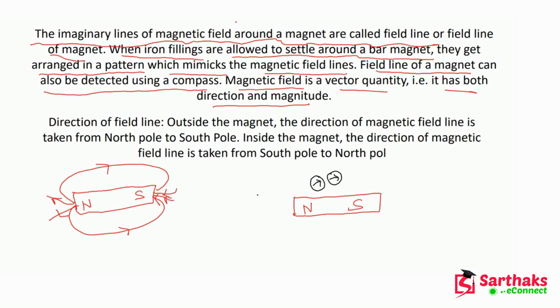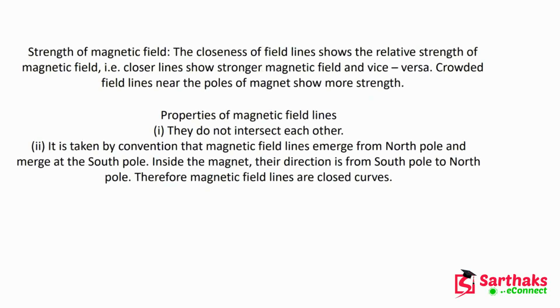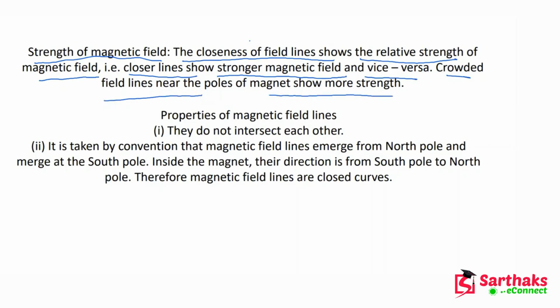Now let's move ahead and understand some other concepts related to this. Here we will discuss the strength of a magnetic field. The closeness of field lines shows the relative strength of the magnetic field. Closer lines show a stronger magnetic field and vice versa. Crowded field lines near the poles of a magnet show more strength.